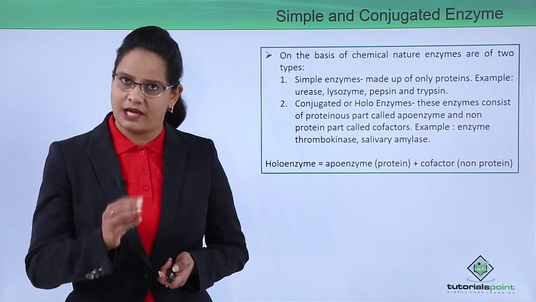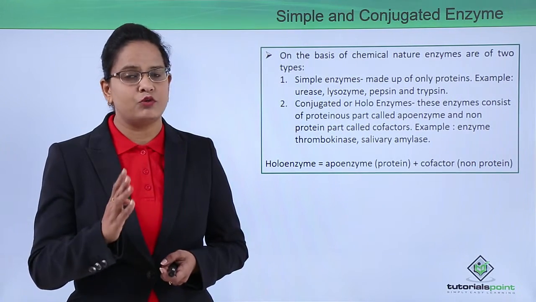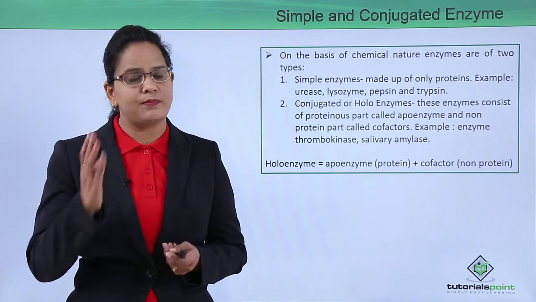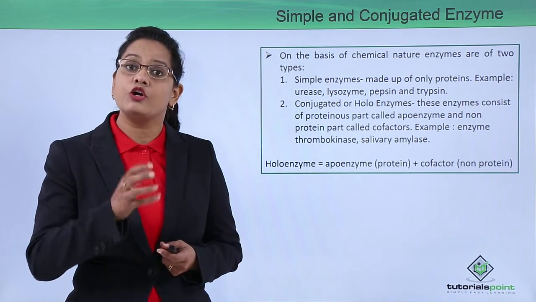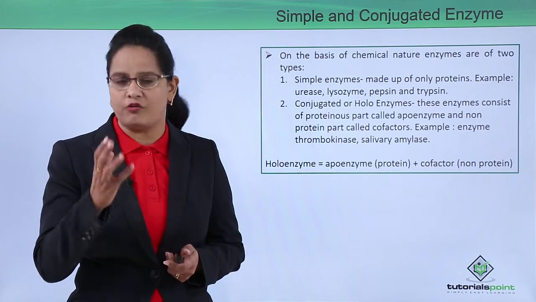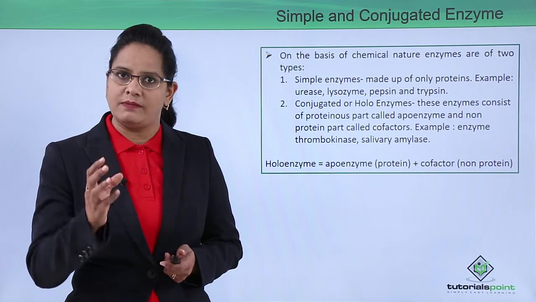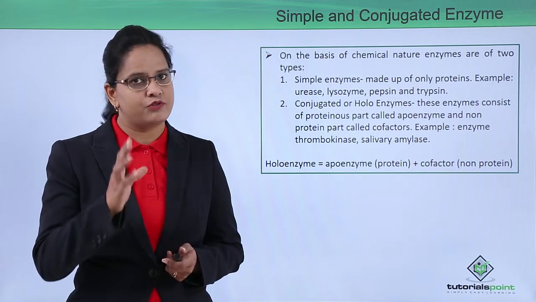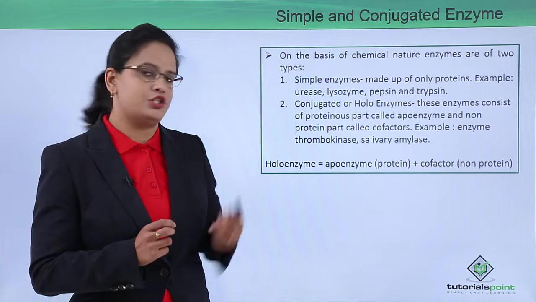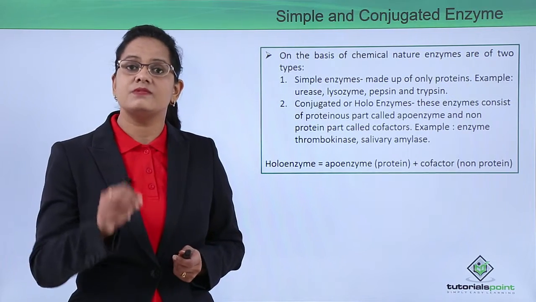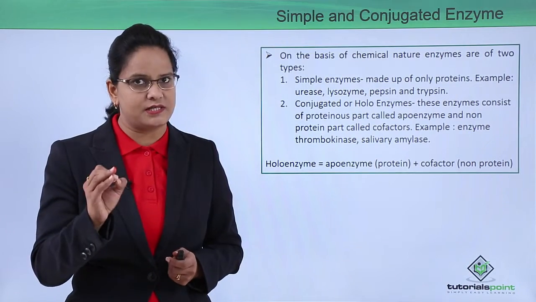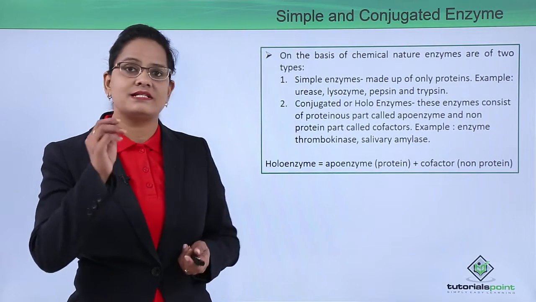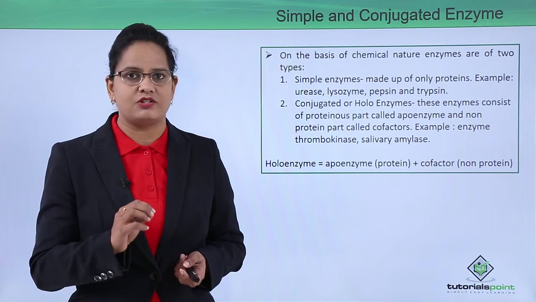So, on the basis of chemical structure, the enzymes are of two types. We've already discussed this in protein. We will discuss it again since this is important in order to move forward and understand the role of cofactors in an enzyme. So, on the basis of chemical structure, enzymes are of two types: simple enzymes and conjugated enzymes. Simple enzymes are those which are made up completely of protein. They are all proteinous in nature. Examples are urease, lysozyme, pepsin, trypsin, etc.